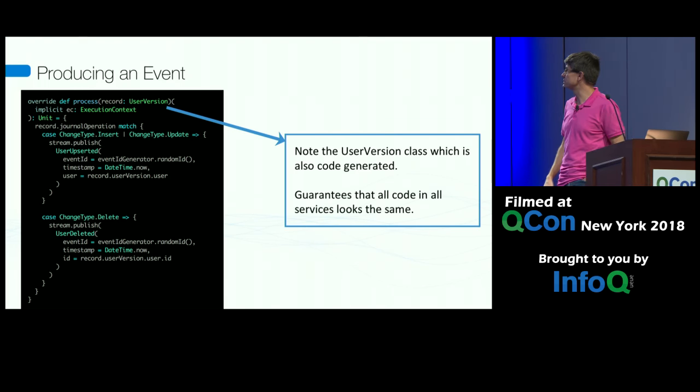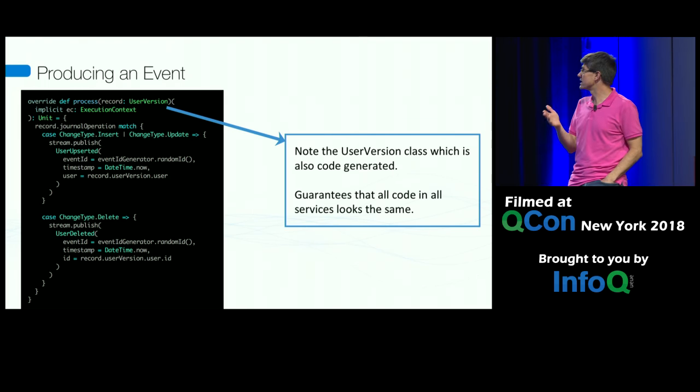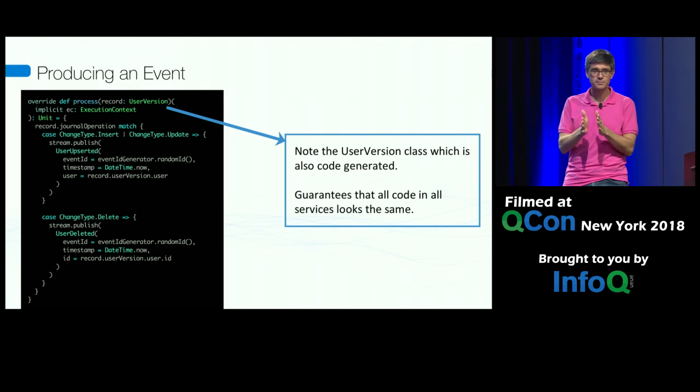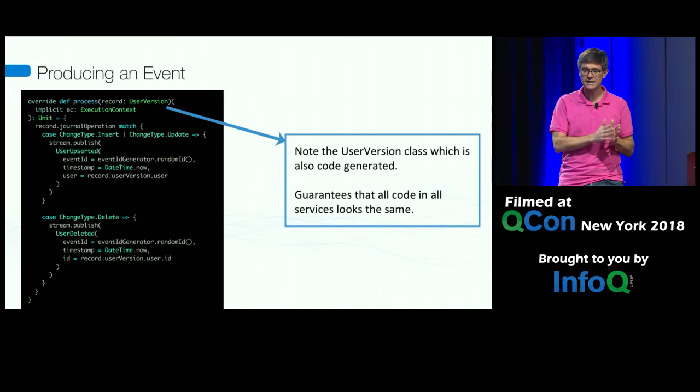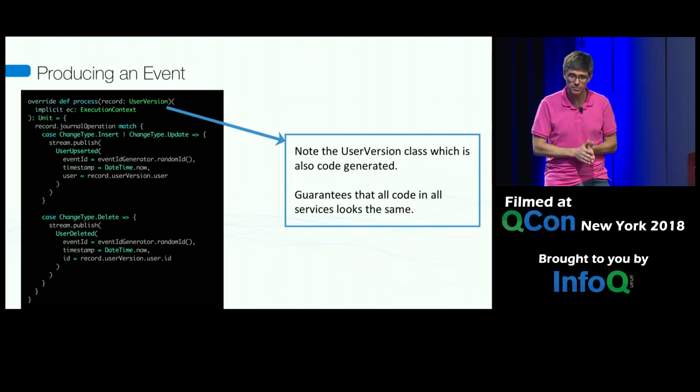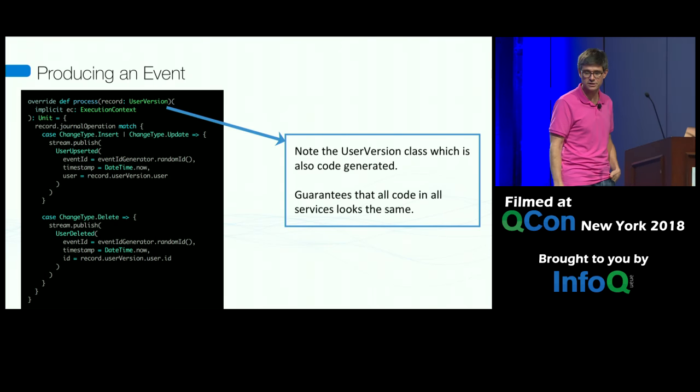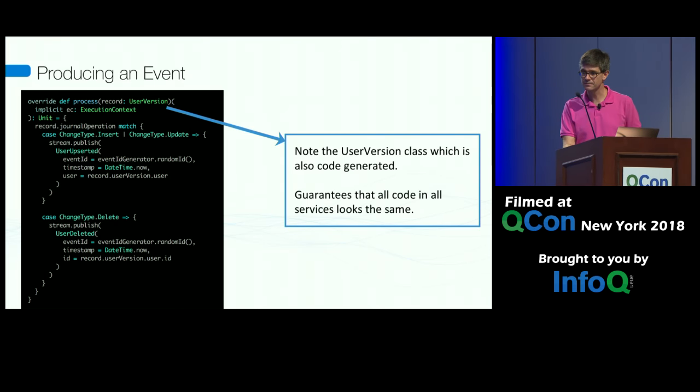This is the actual code to produce an event. It takes an instance of a user version. The user version maps to a record from the journal table. All of that, again, is code-generated. Developers don't have to worry about that. What a developer has to worry about is actually publishing the event that they want. And this is exactly what they do. Given a version of a user, I'm going to go ahead and publish, if it was an insert or update, an upserted, otherwise publish a deleted.